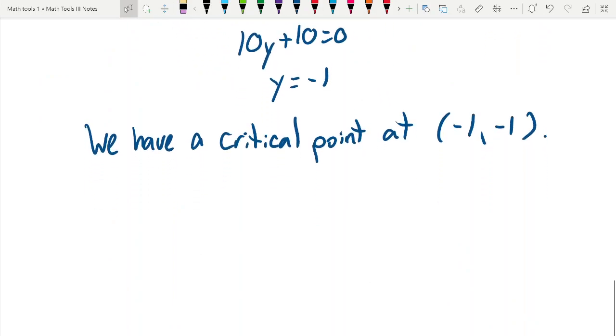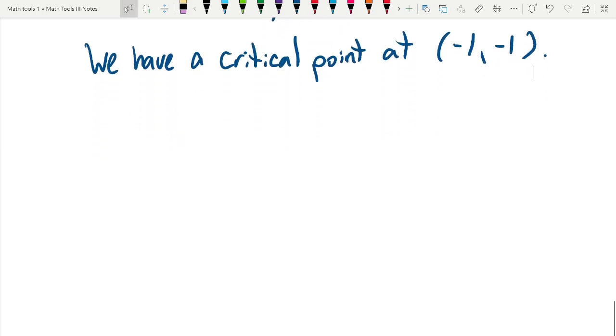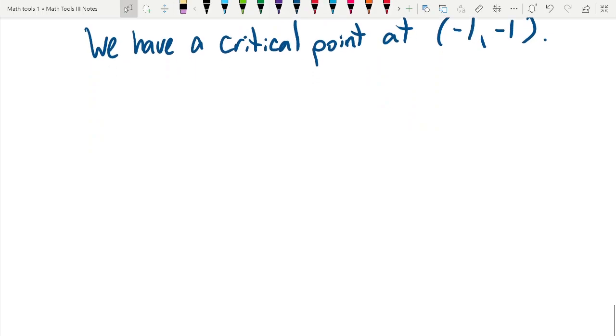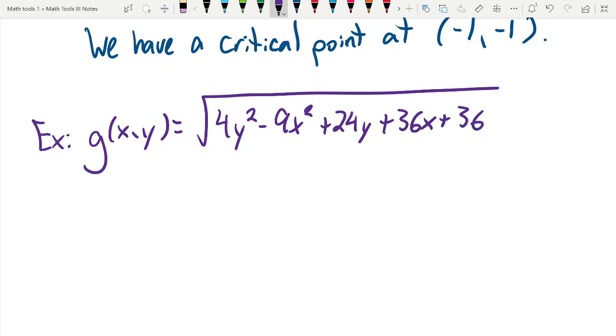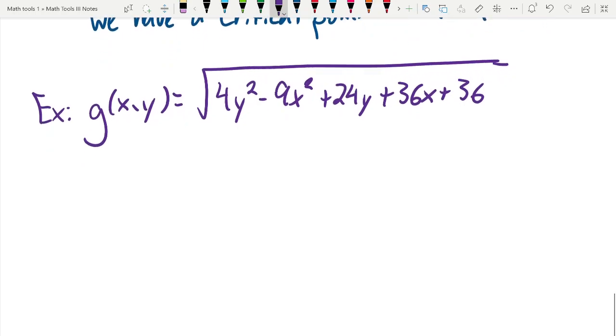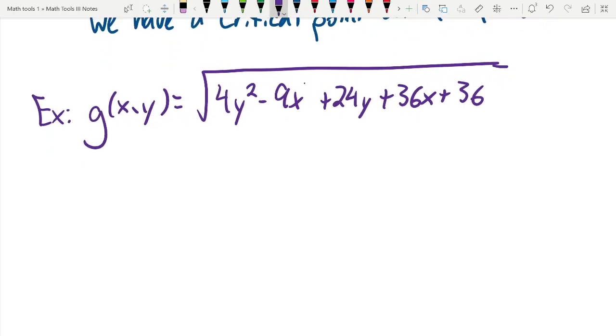So let's go and look at another example here. We'll look at one that's a bit more complicated. Let's say we have the function g of x, y is equal to the square root of 4y squared minus 9x squared plus 24y plus 36x plus 36. Okay. So again, we want to take the partial derivatives.